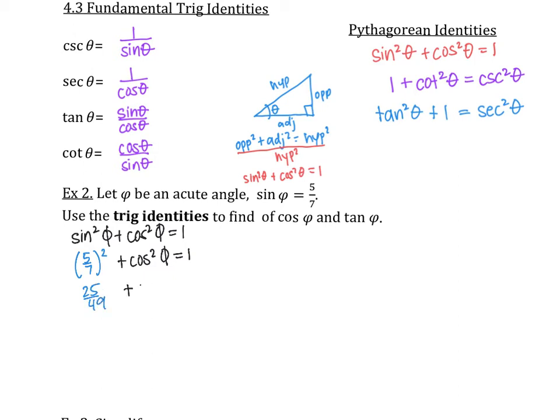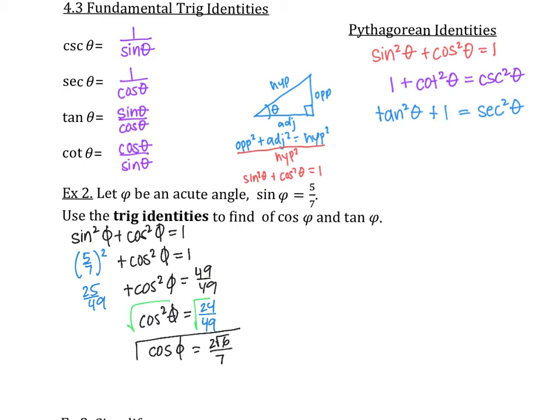25/49. I'm going to make this 49/49 so I can subtract in my head easier. So cosine squared phi equals 49 minus 25 is 24/49. I'm going to go ahead and square root. It should be positive or negative, but we don't care about negative because we're in quadrant 1. Now if I simplify square root of 24, I get 2√6. Square root of 49 is 7. So this is the same answer we got on the previous example. This is just a different method of finding it. If it doesn't specify a method, you can draw a triangle or you can use the identities.